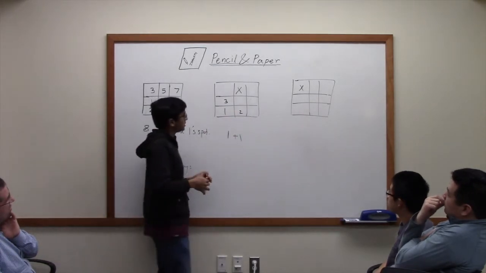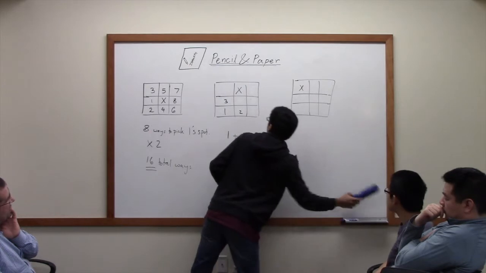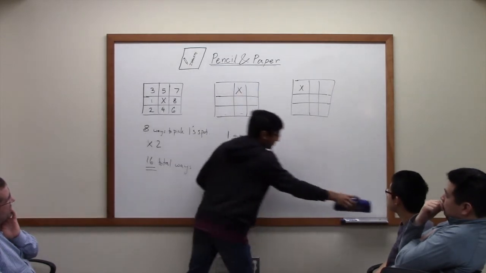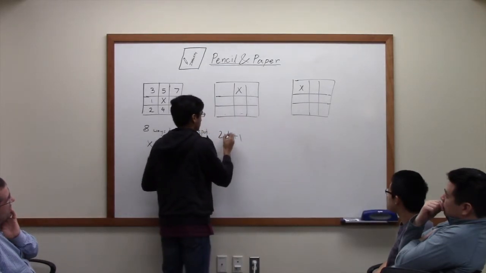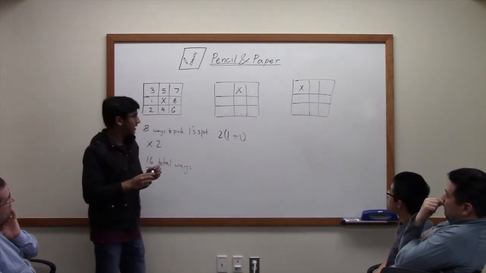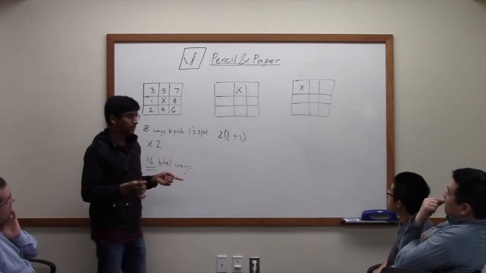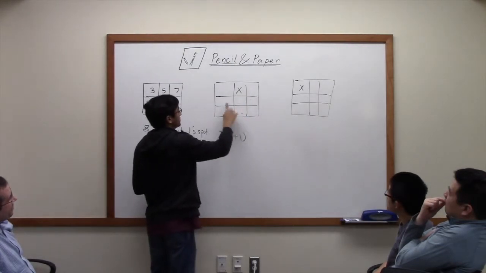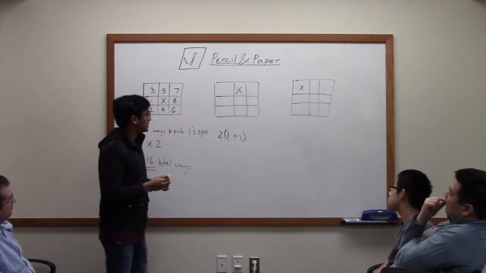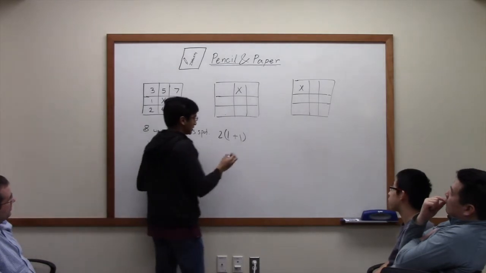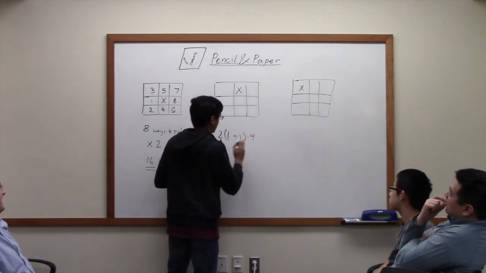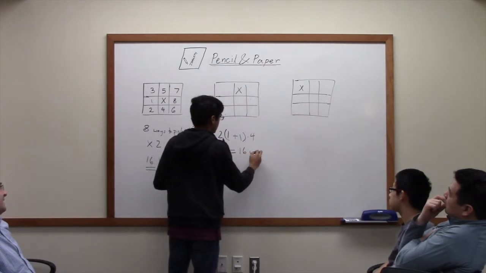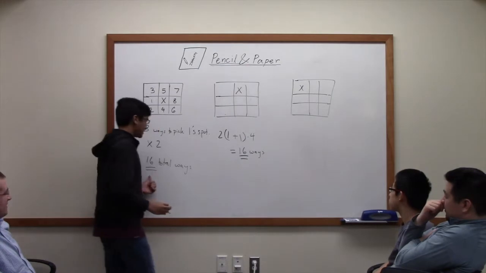So that means that 1 cannot be in the bottom corner. So 1 is either here or here, which means we need to double this. And then the next thing we have to account for is the ways to rotate this, right? Because the x can be in any one of these 4 positions. So we need to multiply this by 4. And that gives us 2 times 2 times 4, which is 16. So 16 here, 16 here.